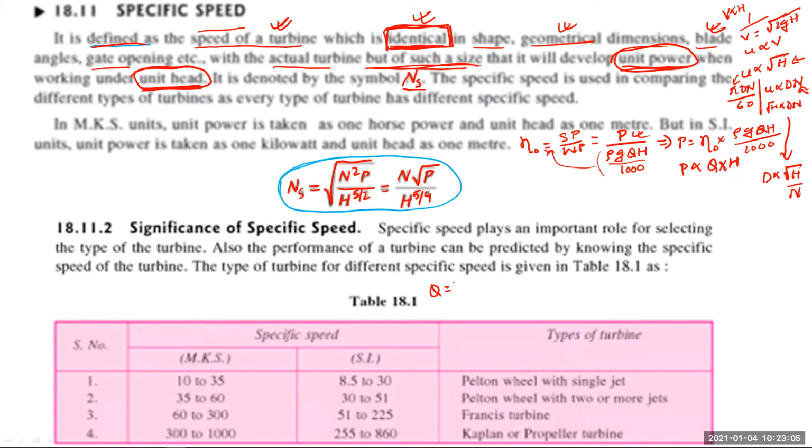And discharge is nothing but area into velocity. Area I am writing A and velocity I am writing V. For area, we know that area is directly proportional to B into D, B is the width of the blade, and D is the diameter of the runner. If B is comparable, in that situation we can write A is directly proportional to D square. And we already know that velocity V is directly proportional to root under H from this formula, V equals root under 2GH.